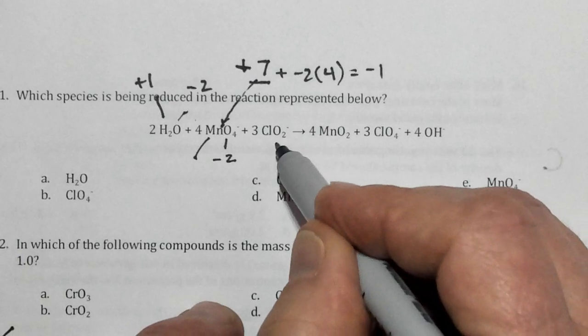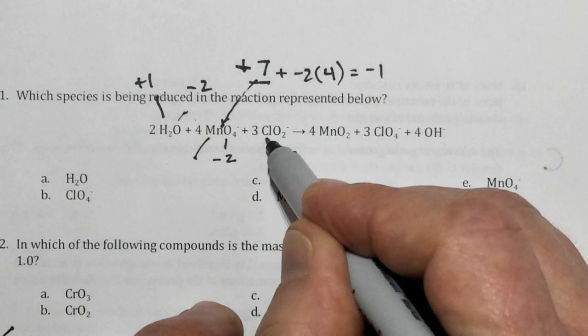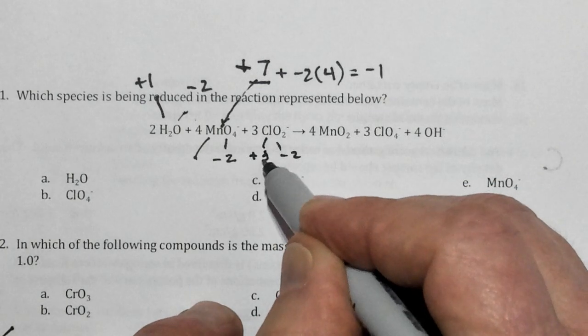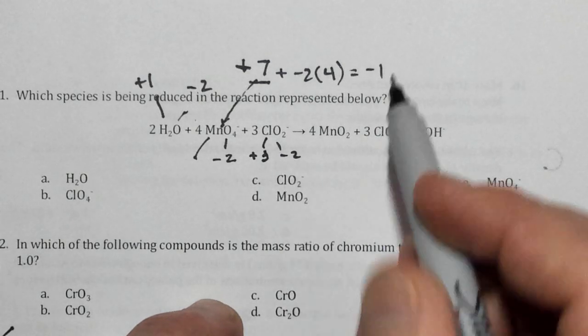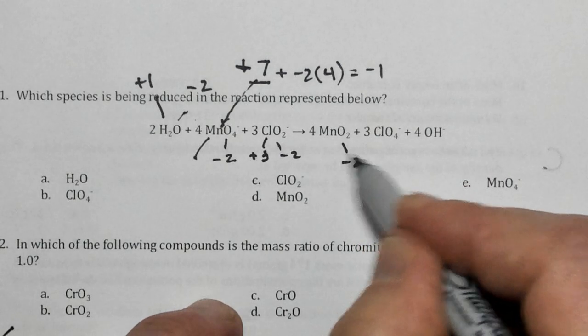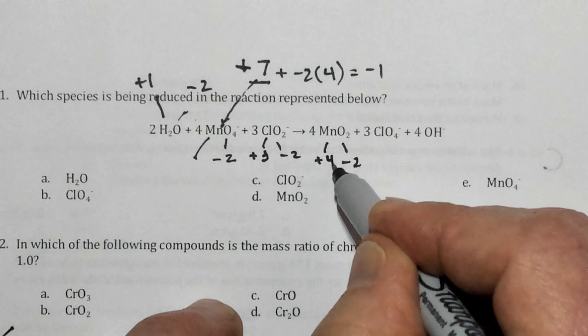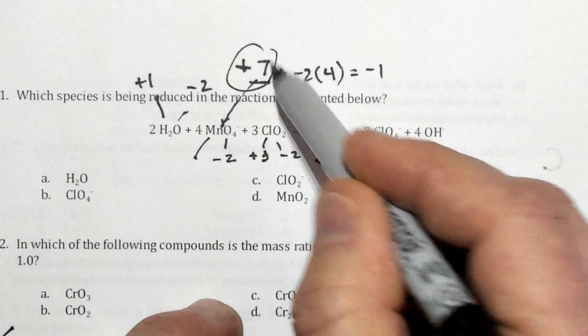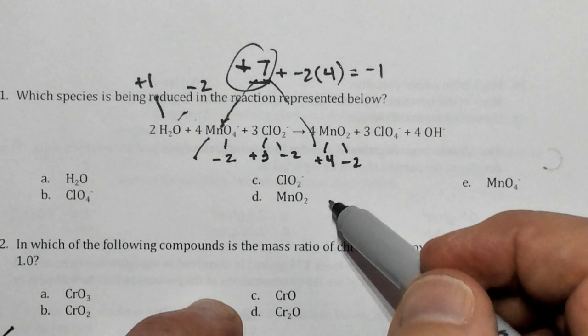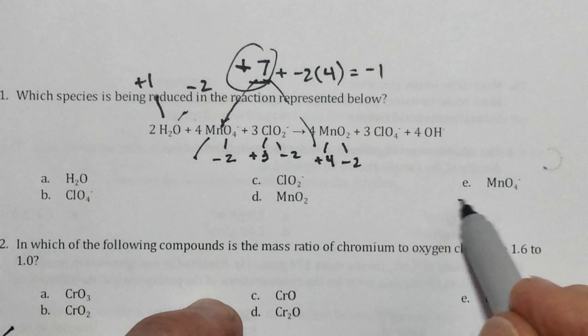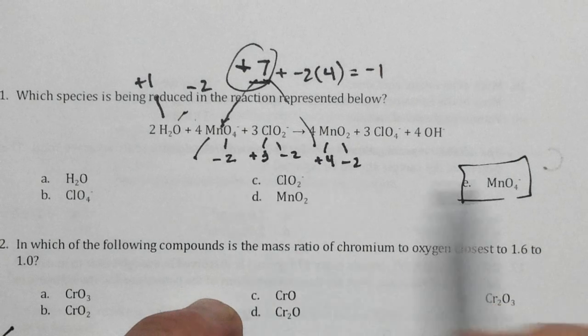Over here, oxygen is -2. There's 2 of them, so that means the chlorine here must be +3, because that's got to add up to equal -1 up here. And then over here, oxygen's -2, which means manganese is +4. So my manganese went from 7 to 4, so that went down in charge, so that's reduced. And so letter E is my answer because that's the thing that's reduced.